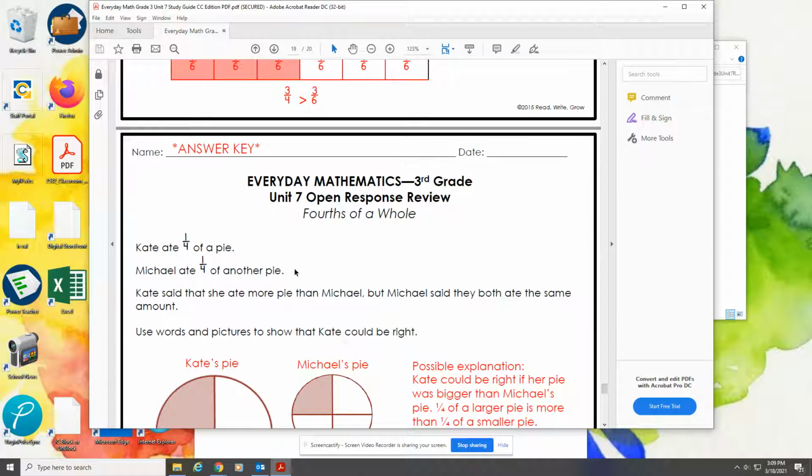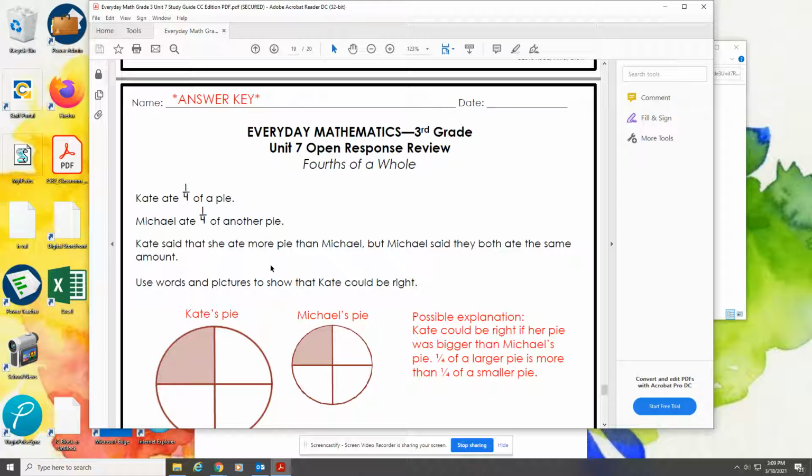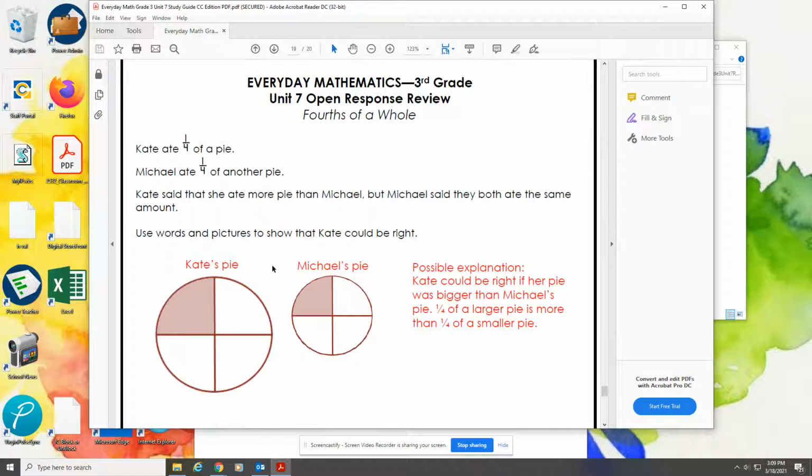The open response review. Kate ate 1/4 of a pie. Michael ate 1/4 of a pie. Kate said she ate more pie than Michael, but Michael said they both ate the same amount. Use words and pictures to show that Kate could be right. Well, maybe Kate ate more than Michael because her pie was bigger. So she had a bigger pie than Michael. It could be possible that Kate could be right and her pie was bigger. And so her 1/4 of that pie was a larger piece.